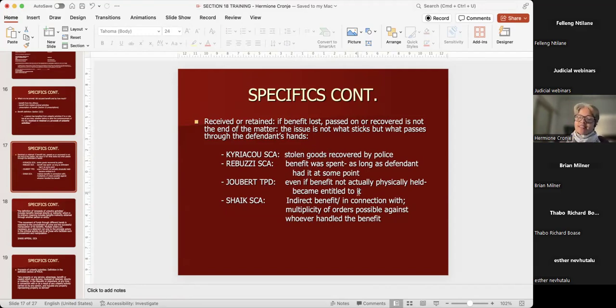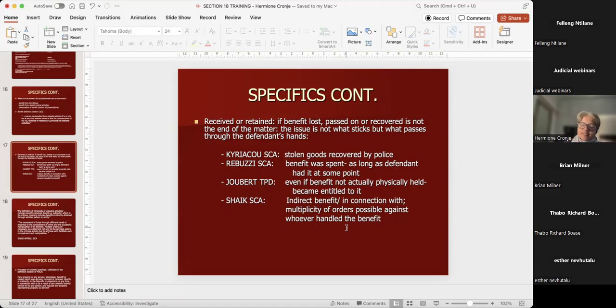In Rabutsi's case, the benefit was spent. The question is, as long as the defendant had it at some point. In the Hubert case, even if the benefit is not actually physically held, but the accused became entitled to exercise control over it, that's sufficient. And in the Sheikh case, the courts held even indirect benefit is sufficient.